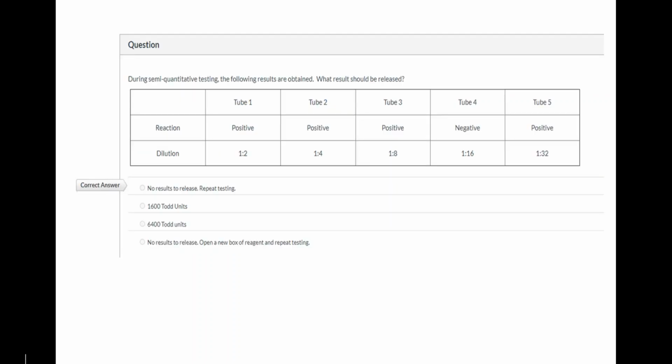For this question, you are given five tubes, and tubes 1, 2, 3, and 5 gave a positive reaction, whereas tube 4 gave a negative reaction.